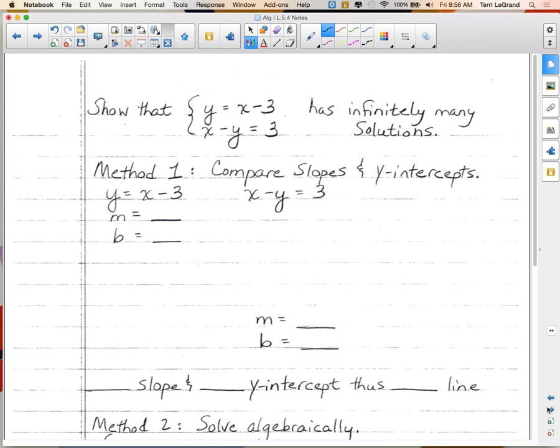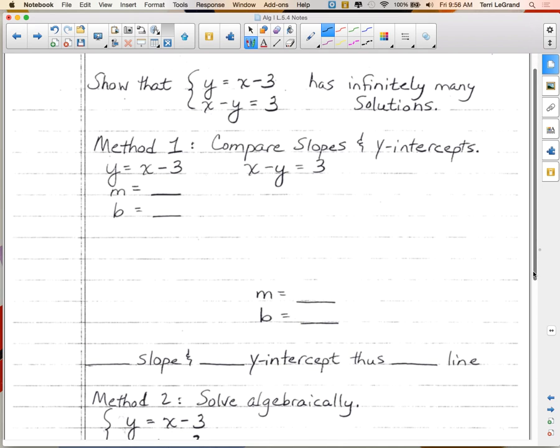Show that y equals x minus 3 and x minus y equals 3 has infinitely many solutions. So I'm kind of giving it away. It says this should have infinitely many solutions. How are we going to prove that it does? So if we use method 1, we have to compare slopes and y-intercepts.